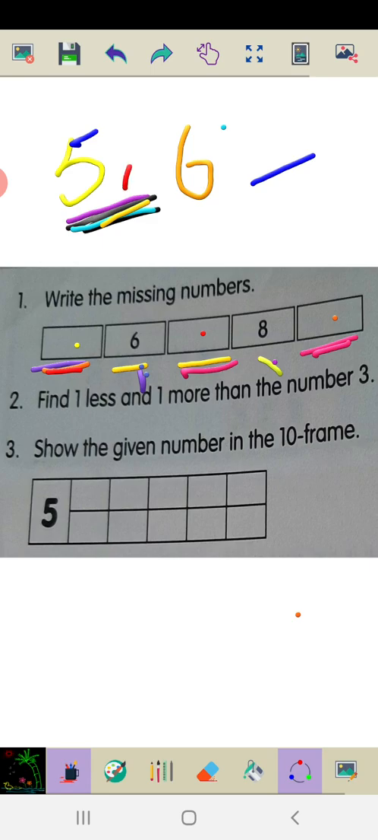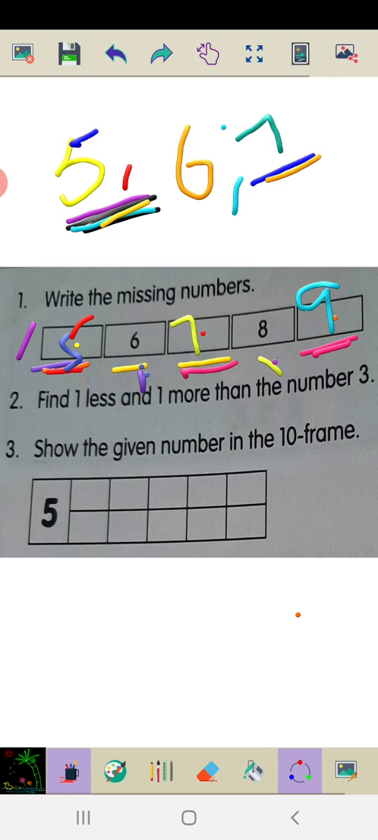After 5, it comes 6. 5, 6. What should be the next number? After 6, what should be the next number? What is the after number of 6? 5, 6, 7. Like this. This is 5 here. Then 6 is there. This is 7. 8 is there. After 8, 7, 8, 9. The after number of 8 is 9. So these are the numbers.